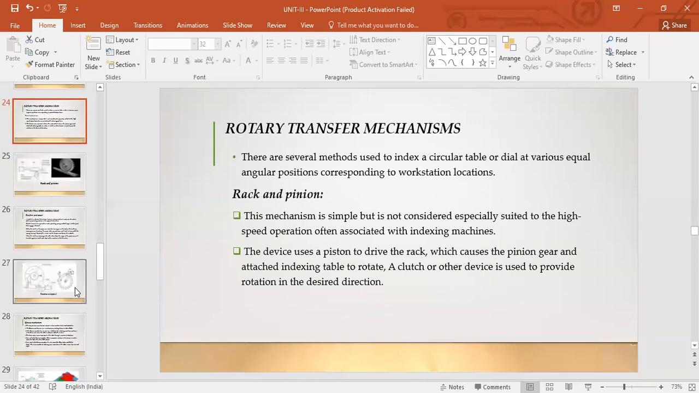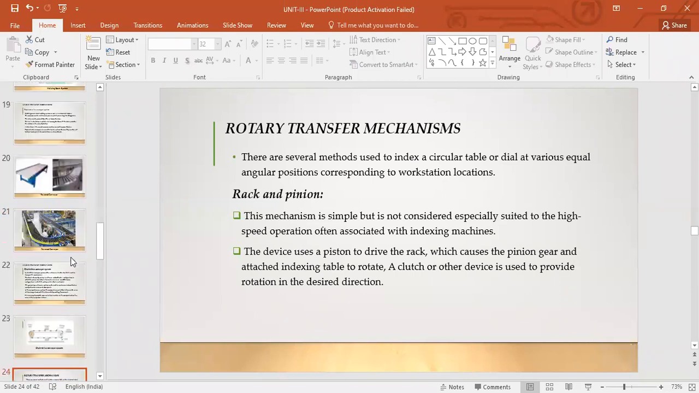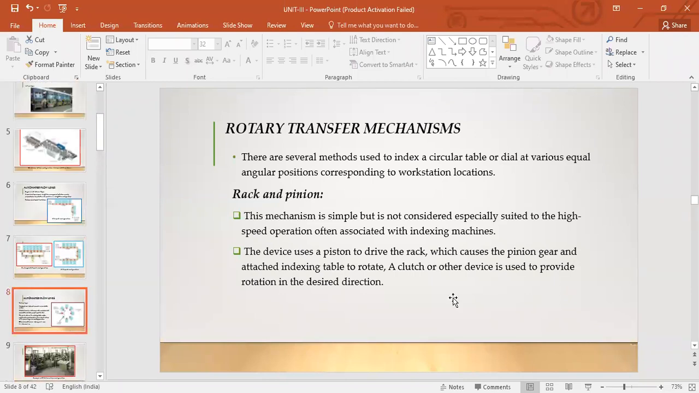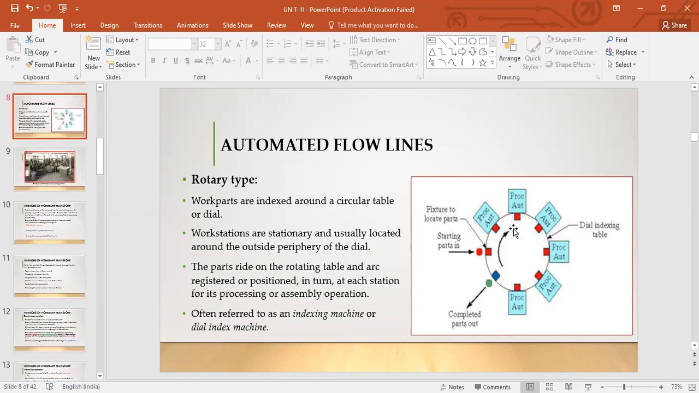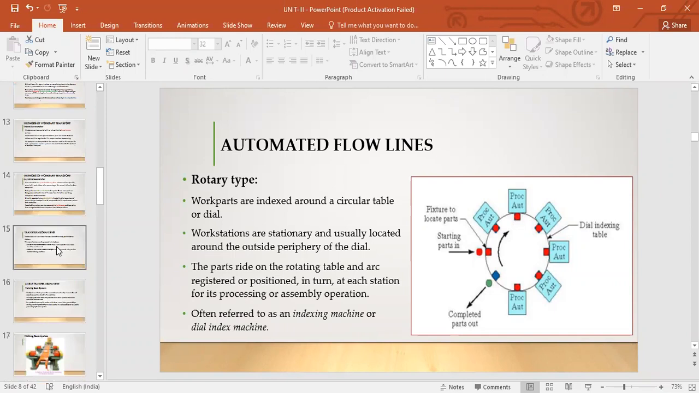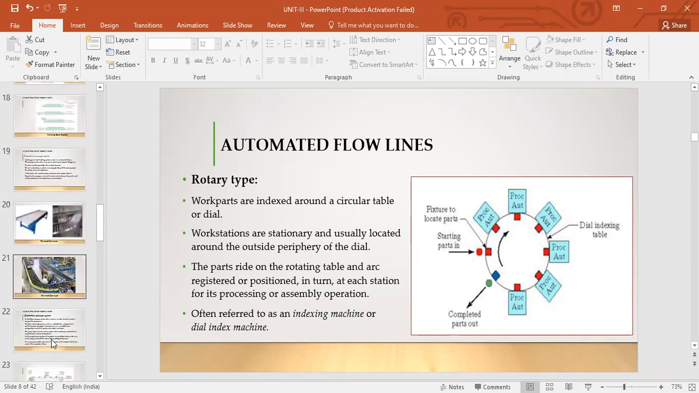So I believe we saw the diagram earlier of that rotary one, where I gave you the example of how this table is able to shift the work carriers or the work parts to the different processing stations, right? So it is exactly here, below this table, that you will have that indexing mechanism. That rotary type of automated flow line will utilize this rotary type of transfer mechanism.